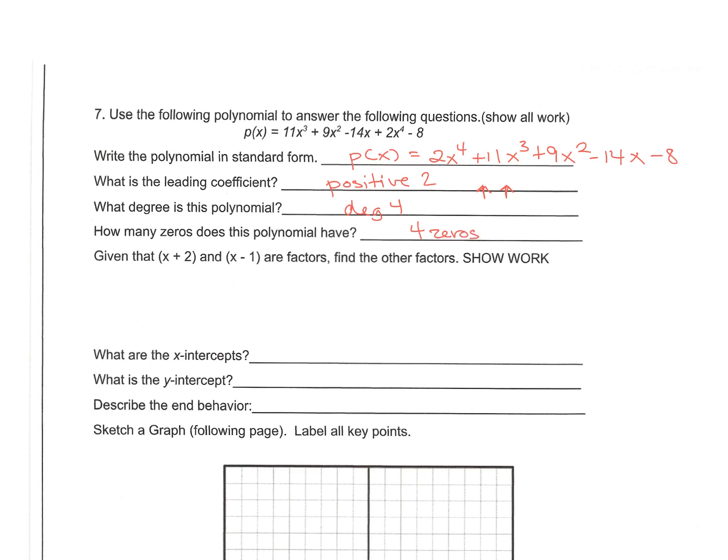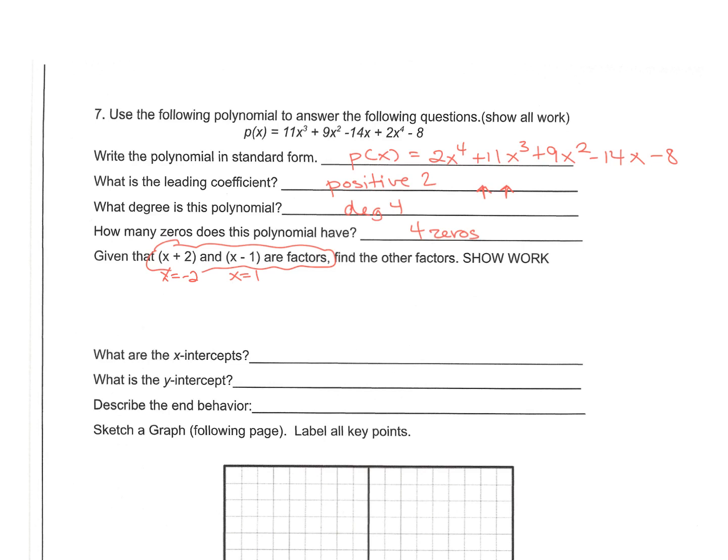Now it says, given that x plus 2 and x minus 1 are factors. This wording is kind of newish in the sense that they're trying to tell me that both negative 2 and positive 1 are roots. So this tells me that x equals negative 2 is a root, and this tells me x equals 1 is a root. I think it's hard to see my negative 2, so I'm going to just change that real quick. So that's telling me that x equals negative 2 and x equals 1 are roots.